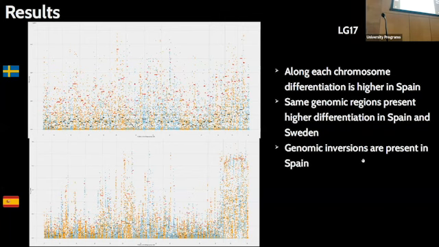You can see here a block of very high differentiation between the ecotypes, which is what you expect in case you have a genomic inversion there. So this is consistent with the presence of those inversions in Sweden, and the difference between the differentiation in those inversions versus the background is higher in Spain compared to Sweden.